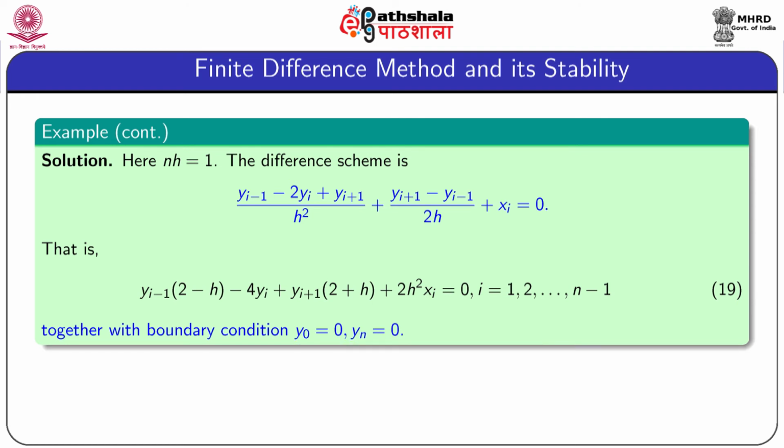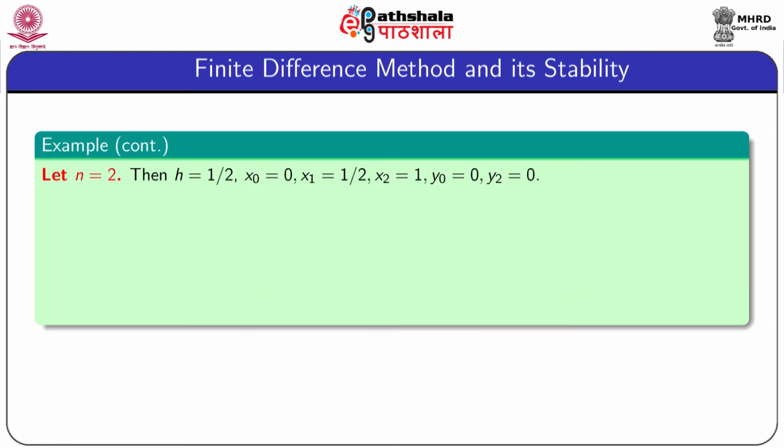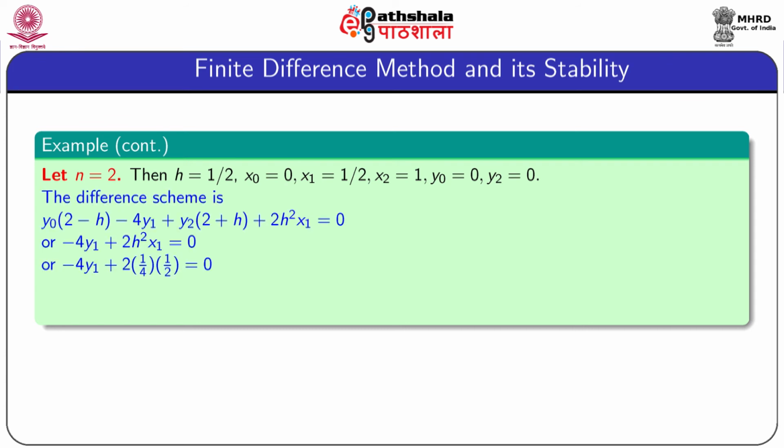So, using these two values, for n equal to 2, we get h equal to half, x0 equal to 0, x1 equal to half, x2 equal to 1, y0 equal to 0 and y2 equal to 0. The last two values are the boundary values of the given problem. And for n equal to 2, the difference scheme is this one, y0 into (2 minus h) minus 4 y1 plus y2 into (2 plus h) plus 2h square into x1 equal to 0.